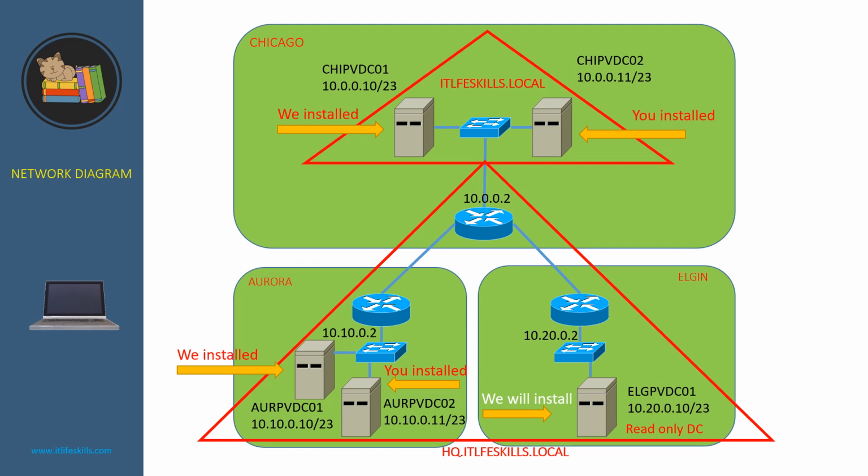Here is our current AD system. In this system, we have one domain controller GPVDC01 in the root domain itblabskills.local. In the child domain hq.itblabskills.local, we have only one domain controller, RPVDC01.